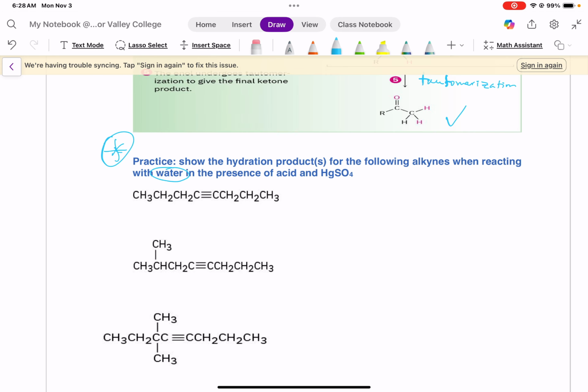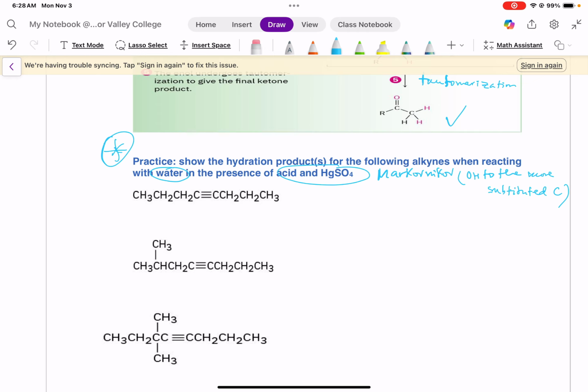Now, water: react with water in the presence of acid and mercury sulfate. Okay, so this should be Markovnikov addition, meaning OH to the more substituted carbon, because that's a more stable cation. So remember that.